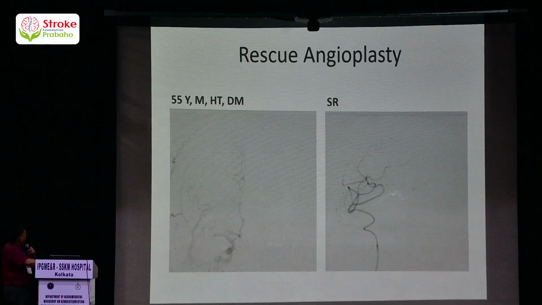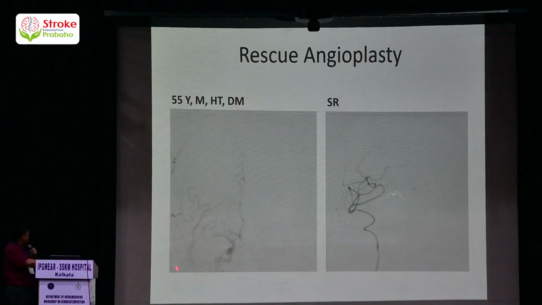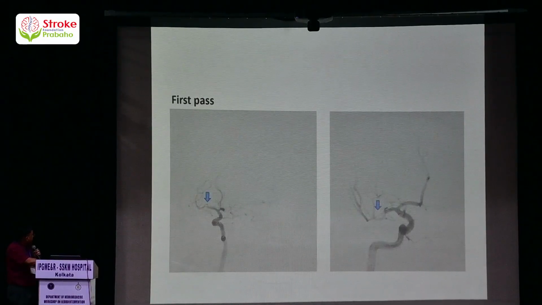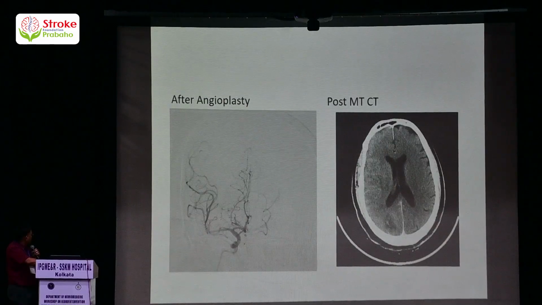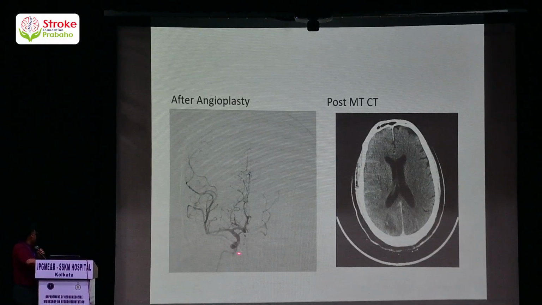Another case, a 55-year-old male, hypertension, diabetes. There is occlusion of the MCA here. This is the stent retriever. But after the first pass, we realized there is a stenotic segment here. There is a small segment of stenosis here, so the artery is going to occlude. And then we did angioplasty. And I think in this case, we will not place a stent, only angioplasty here. And this is the post-procedure CT scan. There is some contrast as well.